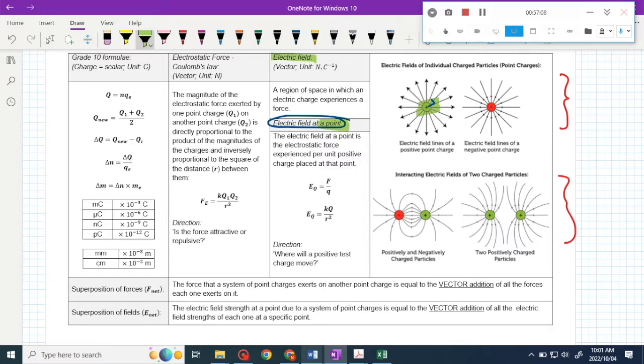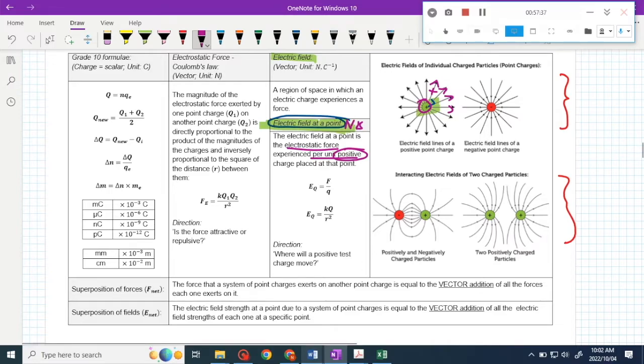Okay, they normally ask for this one. This is the important one. At a point, they say, is the electrostatic force per unit positive charge. In other words, in which direction will a positive charge move? If you put a positive charge in the presence of another positive charge, what's going to happen between them? They're going to push each other away. They're going to repel. So therefore, the field lines are out or away from a positive charge.